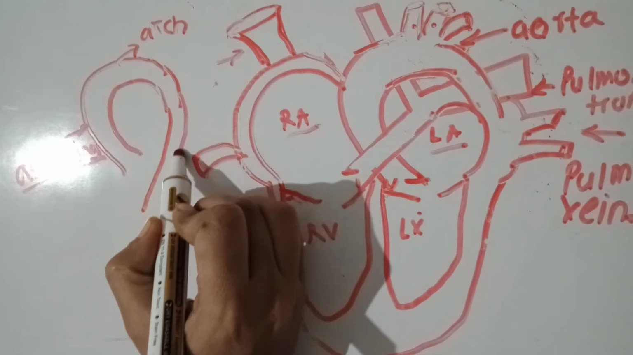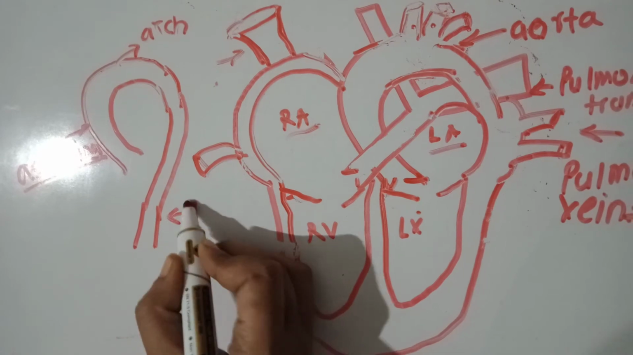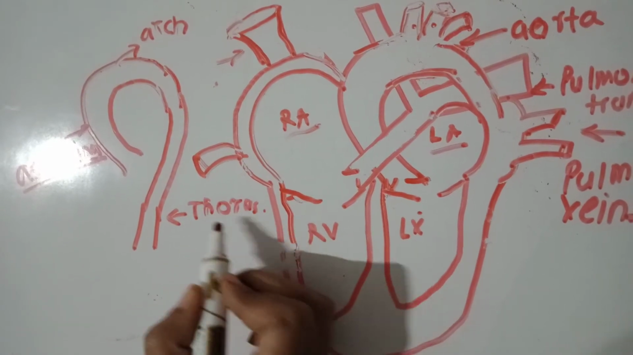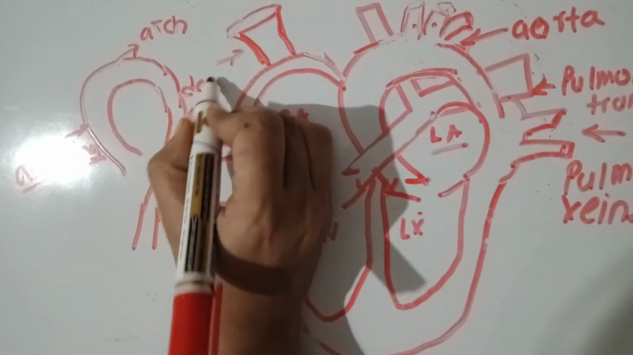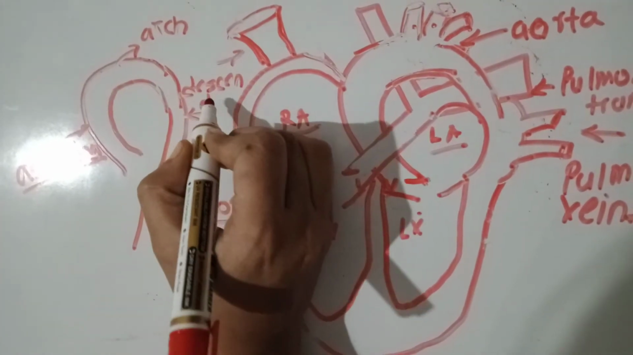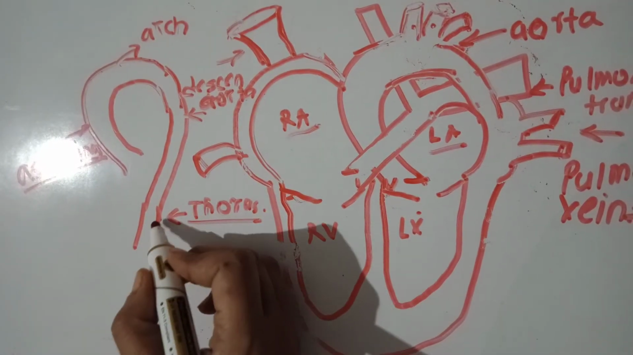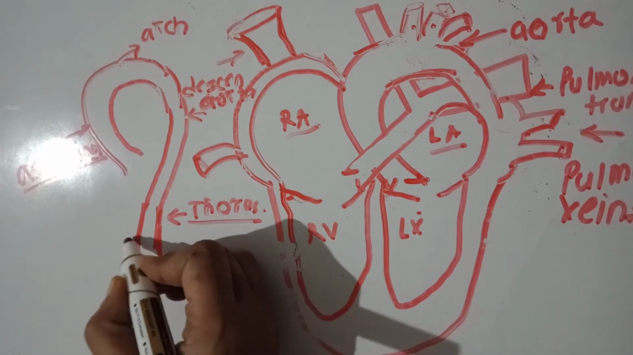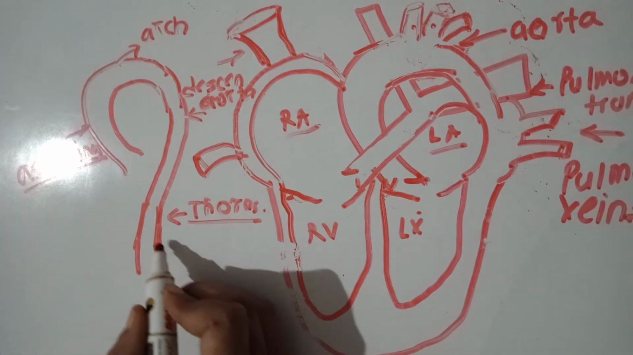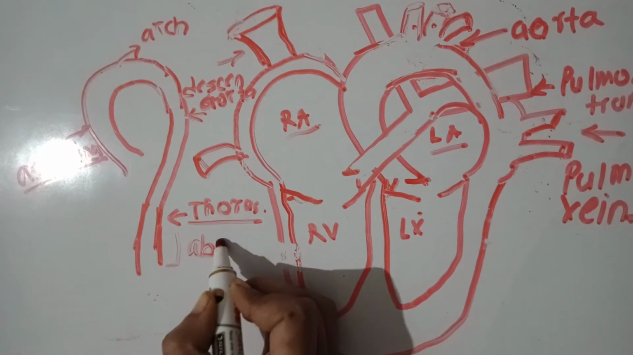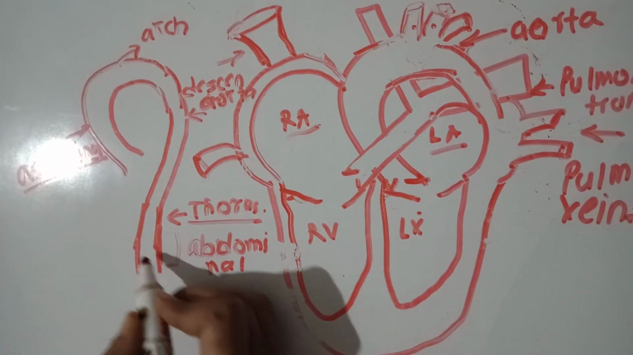All the purified blood goes from the aorta. Now it goes to your thoracic region. This is called the thoracic aorta. That's why it descends downward, and that's why it is called the descending aorta. It will come downward and divide into the thoracic aorta, which provides all the blood to your thoracic cavity. Then there comes the abdominal aorta. It provides the blood to your abdomen.